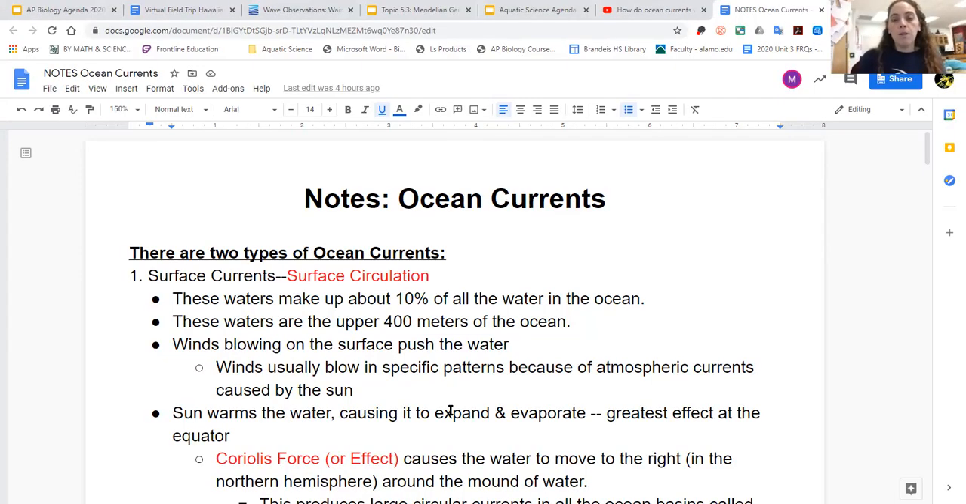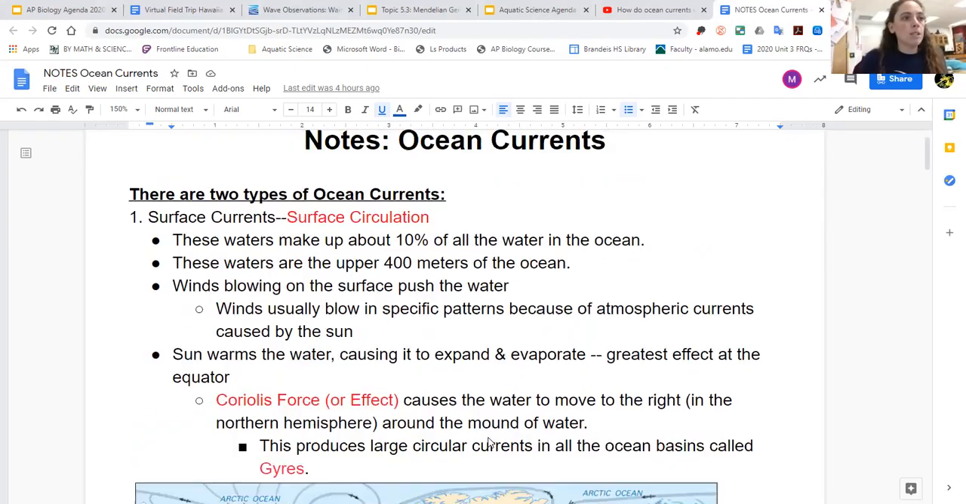The primary driving force of our surface currents is going to be the wind. Wind blows, pushes on the surface of the water. And our wind blows in patterns because of atmospheric currents, as well as the Coriolis effect or Coriolis force.